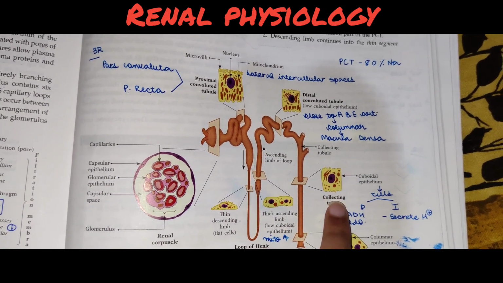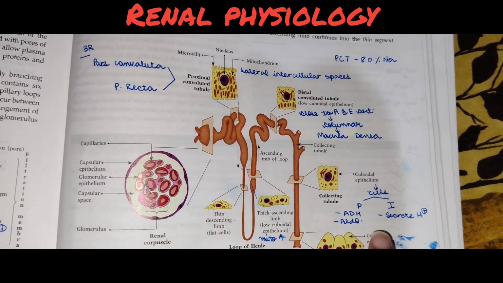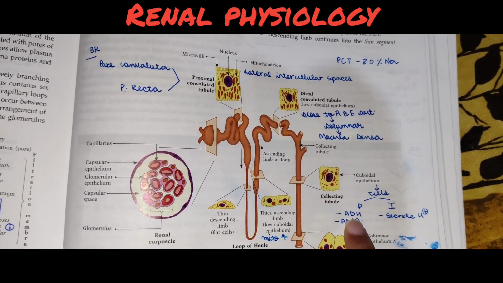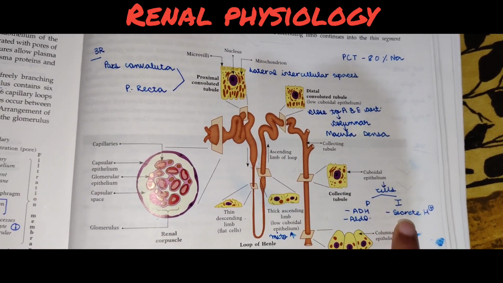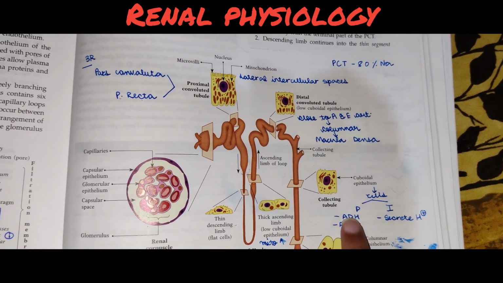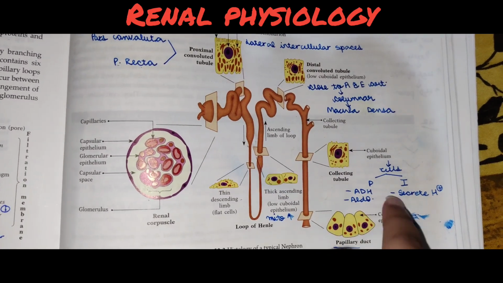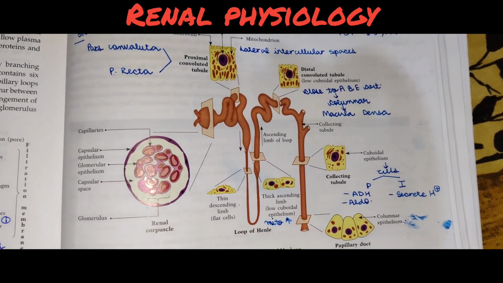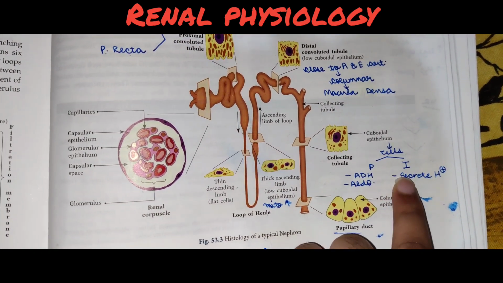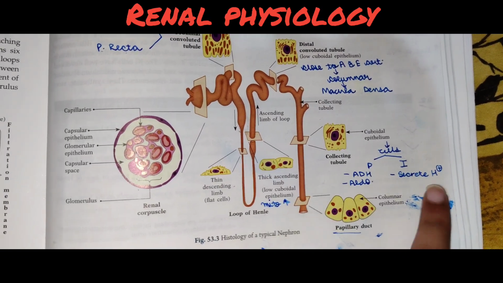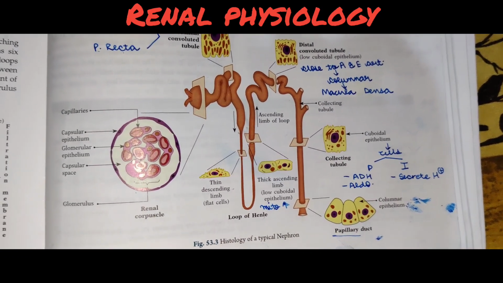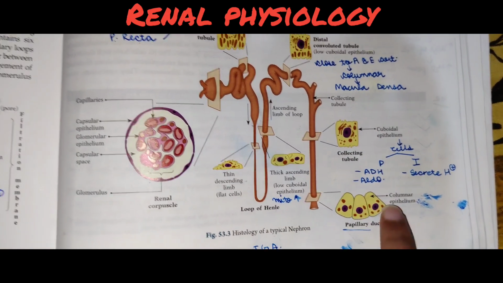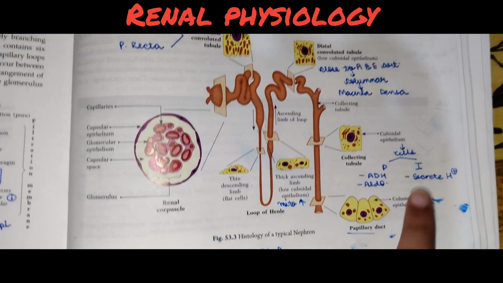Then in the collecting duct we have cuboidal epithelium. There are two types of cells in the collecting tubule. One is the P cell or the principal cell, another is the I cell or the intercalated cell. P cells are the ones which respond to the hormones ADH and aldosterone. Their main function is to secrete potassium, and I or intercalated cells, their function is to secrete H plus ions or the protons. Then after the collecting tubule we have the papillary duct, and this papillary duct has columnar epithelium.